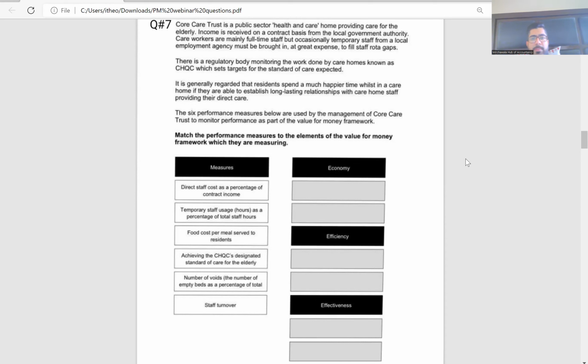Okay, so Core Care Trust is the public sector health and care home, providing care for the elderly. Income is received on a contract basis from the local government authority. Care workers are full-time staff, occasionally temporary staff is hired.